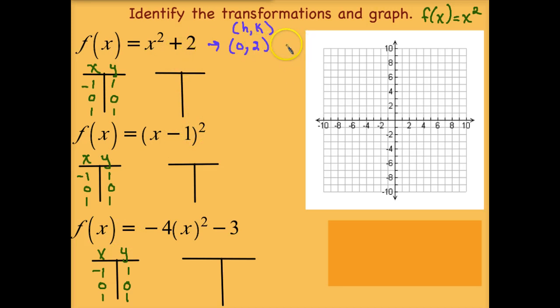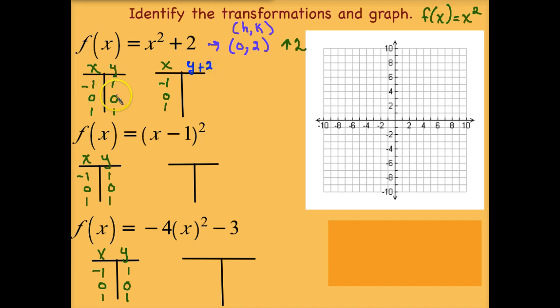This is our k as we stated, so we're going to shift up 2. Since we want to use these key function points to start with, that's what we're going to transform. We're going to leave x the same because we don't do anything to x, and we'll keep these key points in place. Our y's are going to shift up by 2. So we'll take all of our y values and we will add 2 to those.